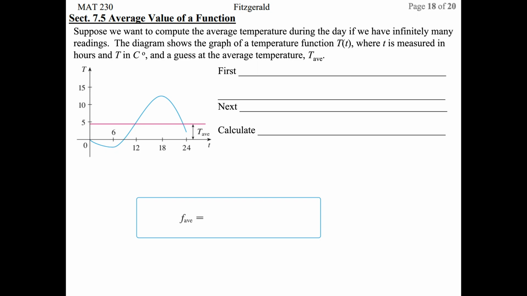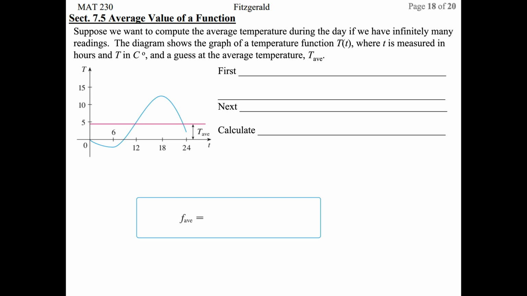All right, welcome to 7.5, the average value of a function. Suppose we want to compute the average temperature during the day if we have infinitely many readings. The diagram shows the graph of a temperature function, capital T of little t, where little t is measured in hours and capital T is measured in Celsius degrees. And we have a guess at what the average temperature will be, which is capital T sub AVE for average. That's our red line.